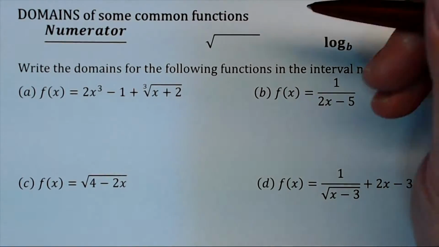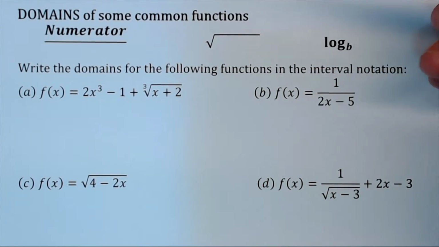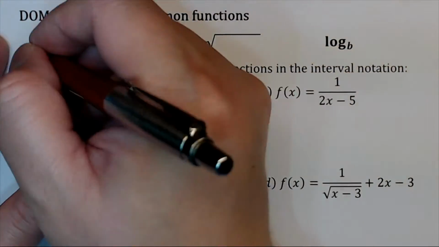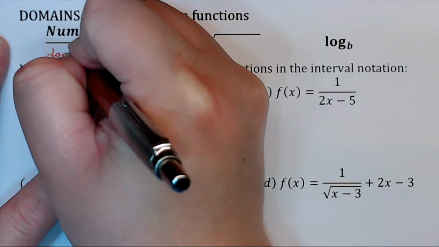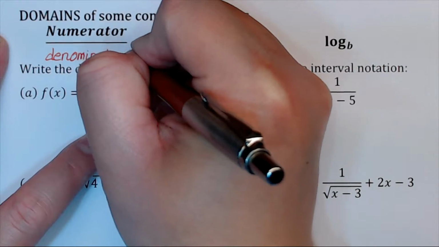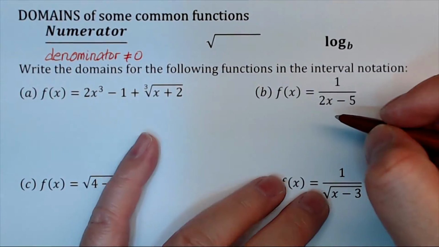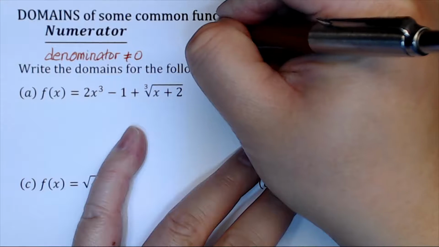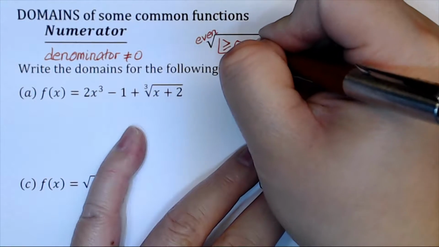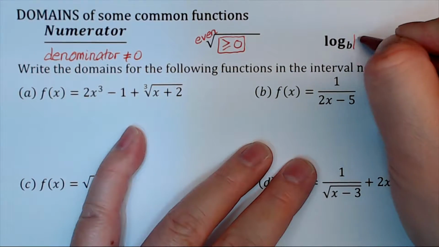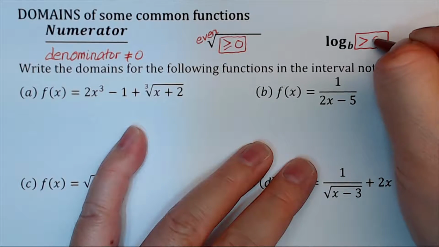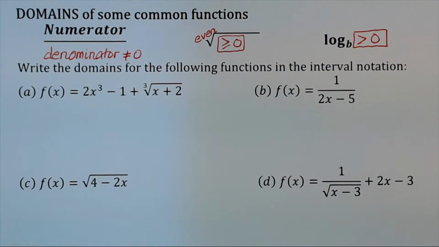In this problem we are asked to find the domains of some common functions. There are three things we need to watch out for. The first one: the denominator is not equal to 0. The second one: under an even root has to be greater than or equal to 0. And the third: the argument of a log must be positive. Right, only those three things.